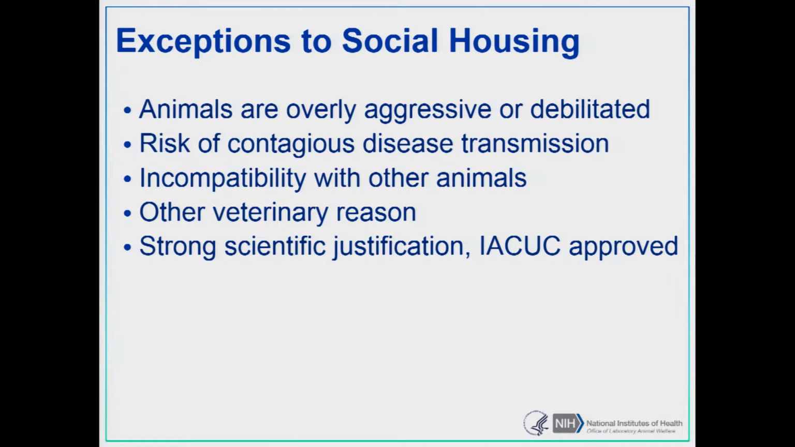The guide has a specific list of exceptions, and these are, again, very similar to what we saw in the regulations. Animals that are overly aggressive, animals that are debilitated, those should, of course, be considered for exclusion from social housing. When there's a risk of contagious disease transmission, either research-related or as part of a quarantine program, there certainly may be reasons why you need to singly house animals.